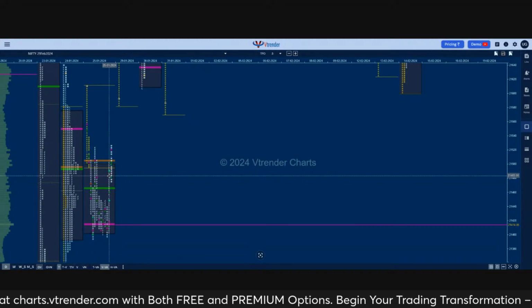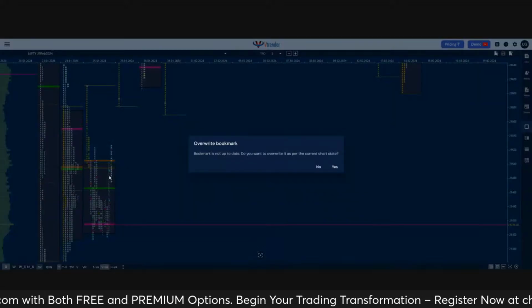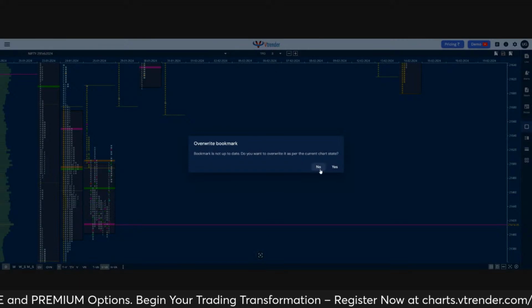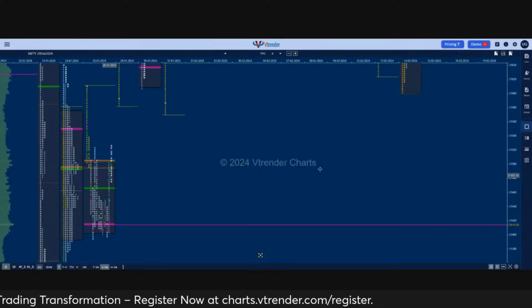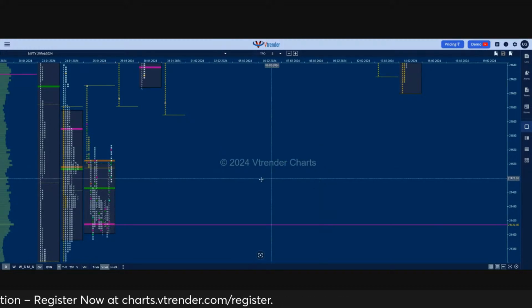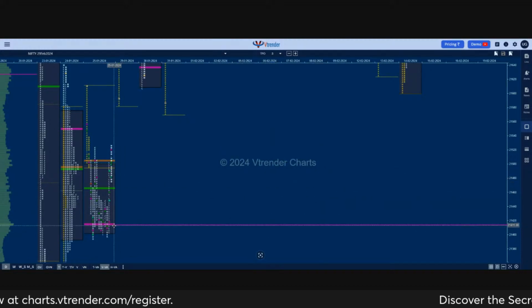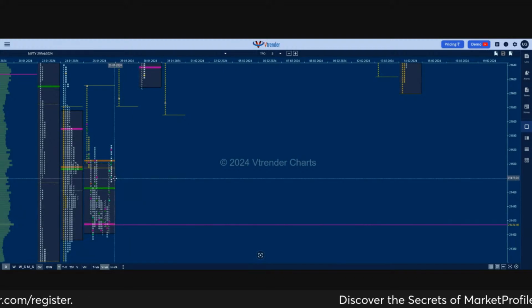On the monthly basis, we had marked the January series POC, which was at 21635, and the VWAP, which was at 21581. So these three were our important references: the 21414, 21581, and 21635.